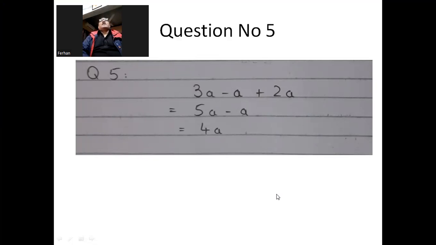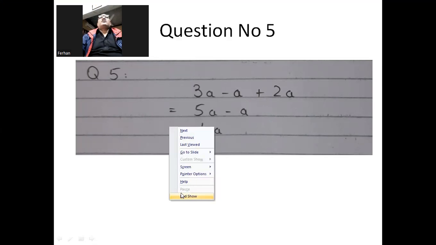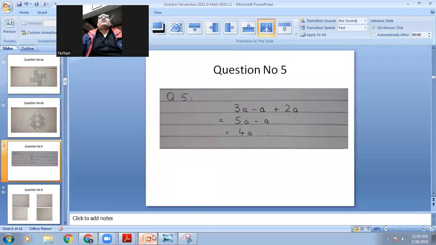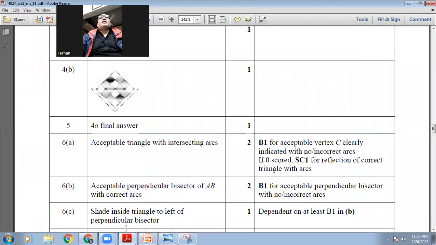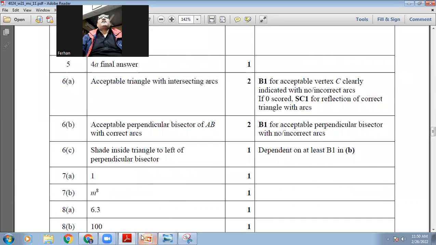Okay, so you can see question number 5, 3a minus a plus 2a. So it will be 3a plus 2a, it will be 5a minus a, it will be 4a. So this is how you will solve this question. Let me show you from the marking scheme. What is the answer? 4a is the final answer.